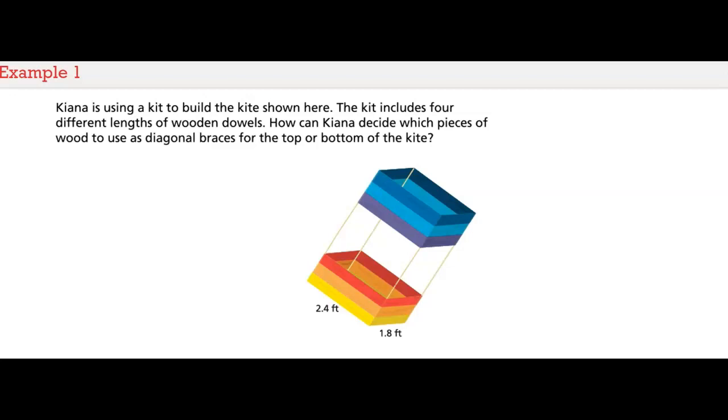Kiana is using a kit to build the kite shown here. The kit includes 4 different lengths of wooden dowels. How can Kiana decide which pieces of wood to use as diagonal braces for the top or bottom of the kite?